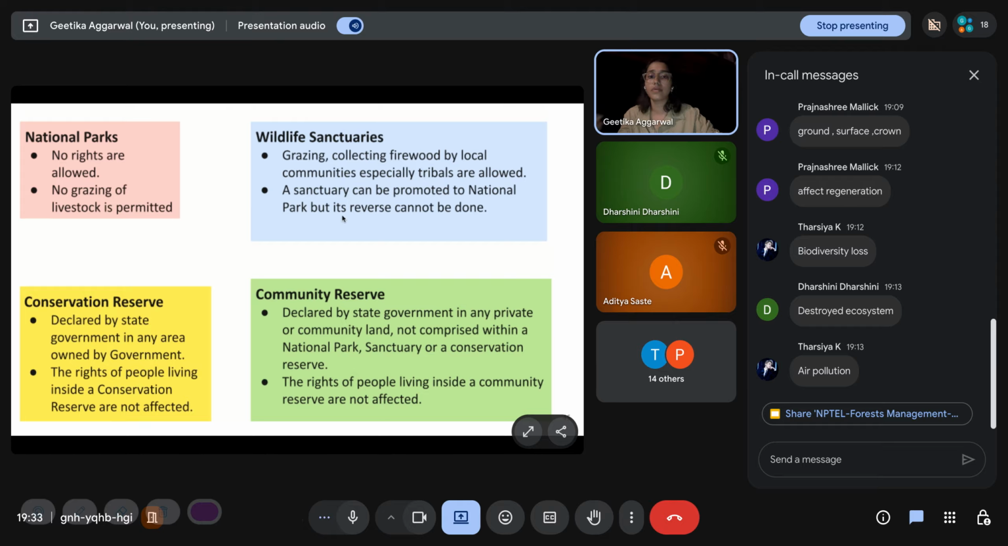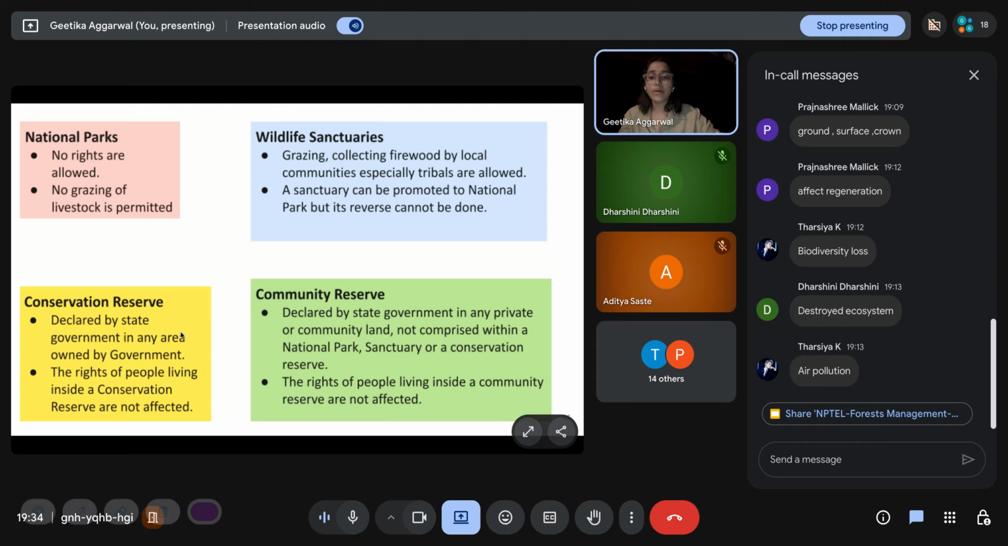As we saw in the first act. Then wildlife sanctuary, grazing, collecting of firewood is allowed by local communities, especially the tribals in that area. And a sanctuary can be promoted to a national park, but the reverse cannot be done. A national park cannot be made into a wildlife sanctuary, but a wildlife sanctuary, if required, can be promoted to a national park. What is a conservation reserve?